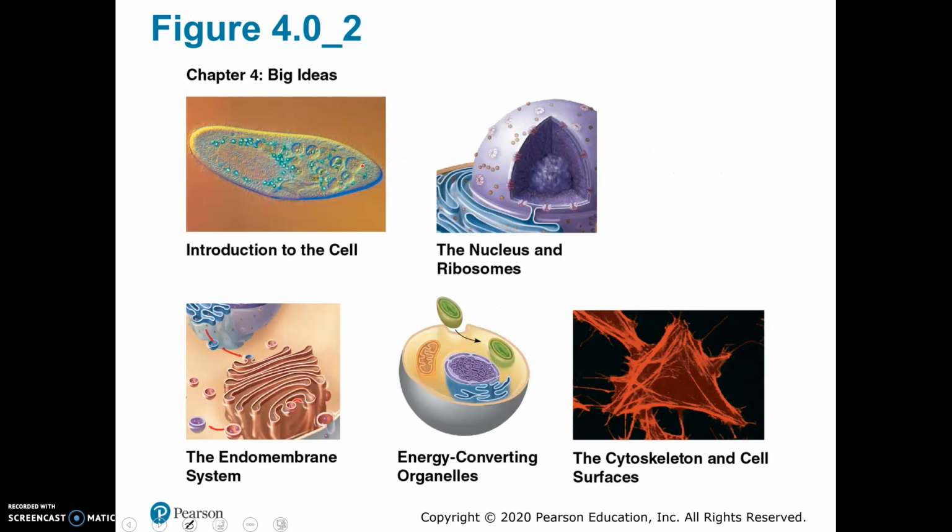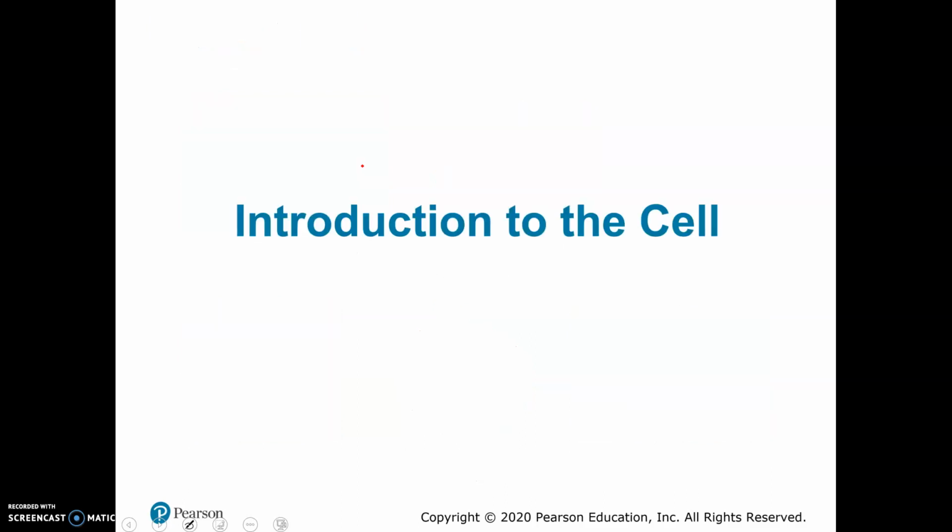So this is sort of an overview. We're going to introduce the cell. We're going to talk about the nucleus and the ribosomes. We're going to talk about something called the endomembrane system. We're going to talk about the organelles that are specifically involved in energy. And then we're finishing up with the cytoskeleton, because yes, a cell actually has its own sort of skeleton.